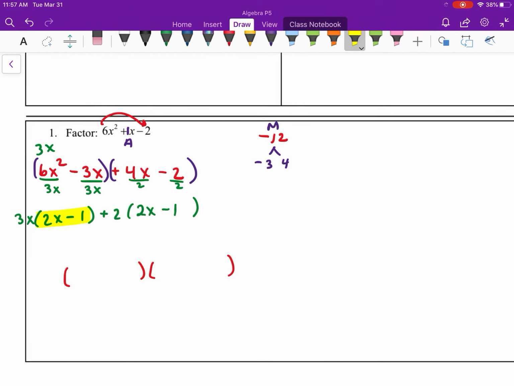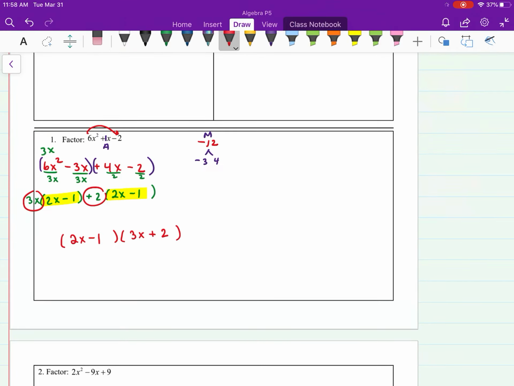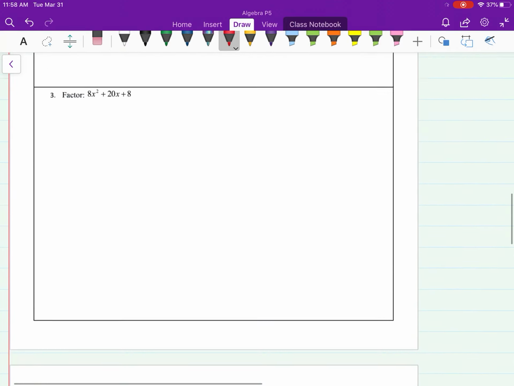So building the answer, double parentheses. One has to be 2x minus 1. And the other one's going to be 3x plus 2. All right, that's factoring by grouping in a nutshell.